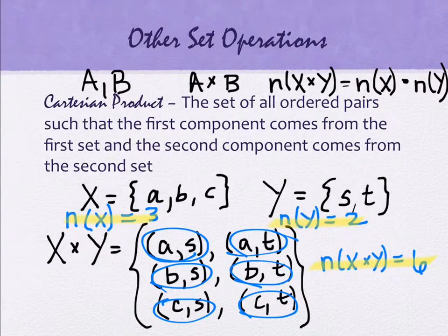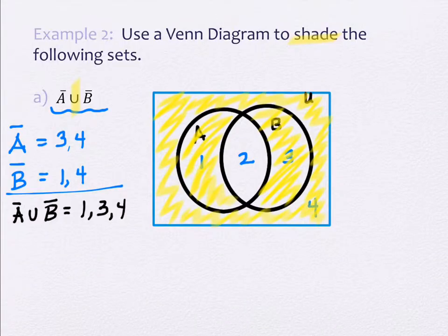With the Cartesian product, what you're doing is you're sort of grouping things together in ordered pairs. So you're making a grouping from one set to another set, and you're kind of combining them together. And you're doing that in every possible way that you could put those ordered pairs together.